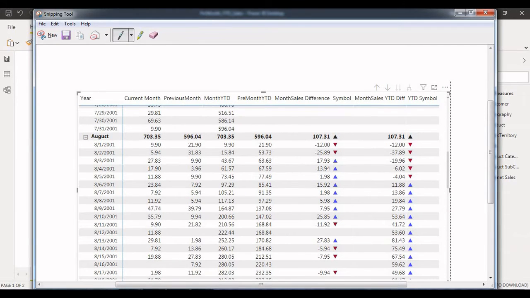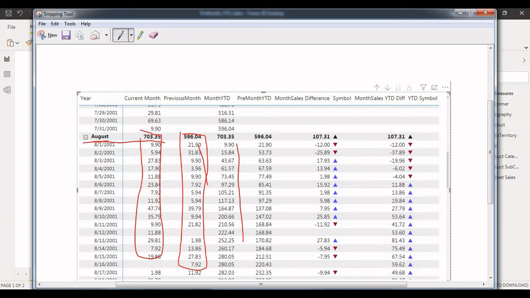Now you can see this is the August month, these are all the August month sales, but this is the July month sales because we are calculating the previous month. So for August, the previous month is July. So this is the July month sales. This is the August month YTD. This is the July month YTD because we are calculating the previous month YTD. So for August, July is the previous month. That is the reason we are calculating the previous month YTD.